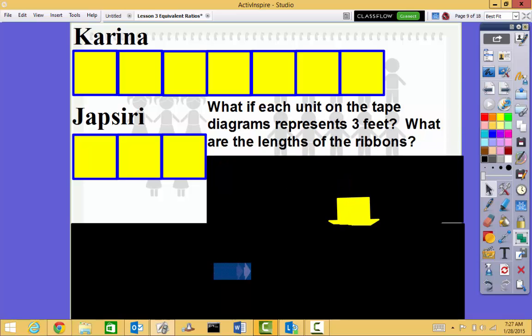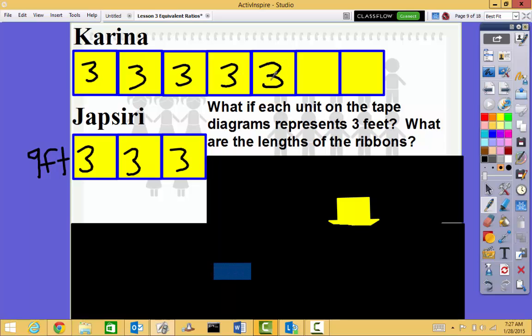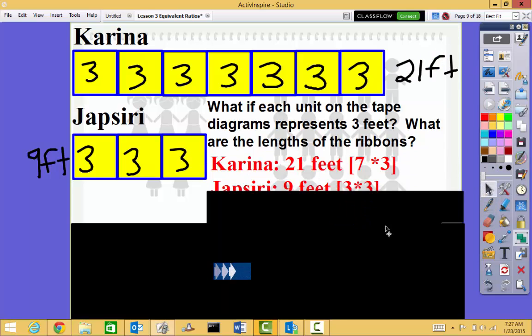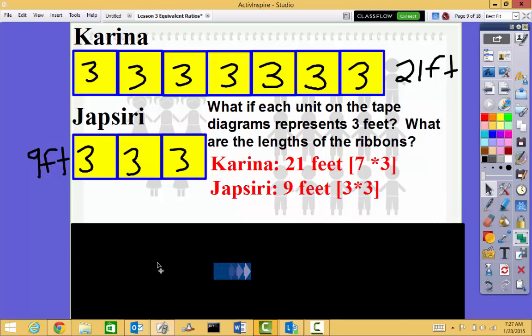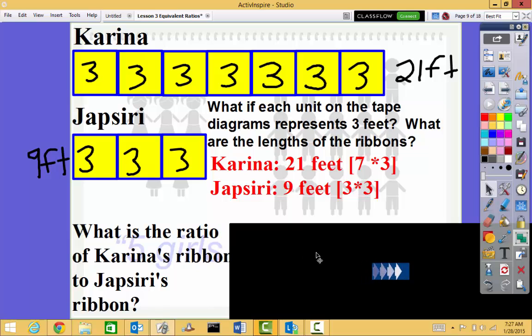What if each unit represented 3 feet? What are the lengths of the ribbon? Well, Japsiri's is really easy. That would be 3 feet, 6 feet, 9 feet. So Japsiri would be 9 feet that she has. Karina would be 3 feet, 6 feet, 9 feet, 12, 15, 18, 21 feet. So that is how much each of them would have. Now let's look at question number 2. What is the ratio of Karina's ribbon to Japsiri's ribbon?